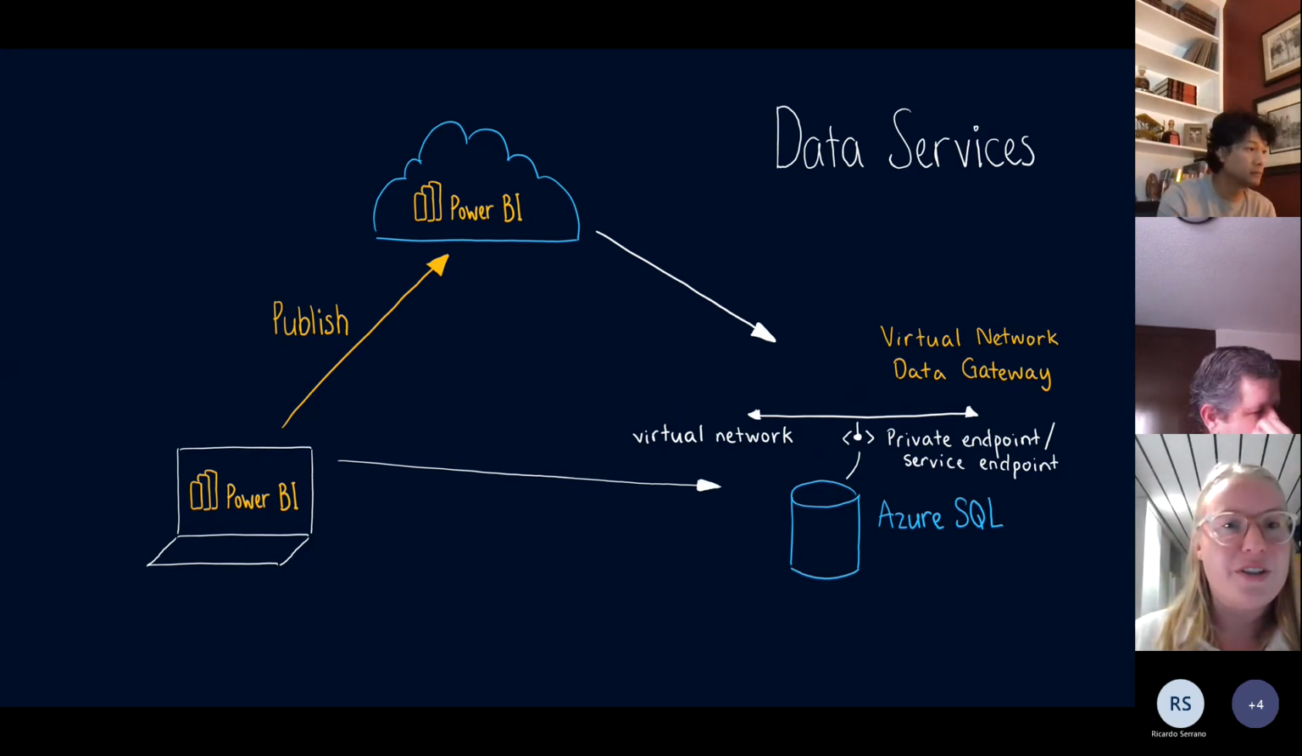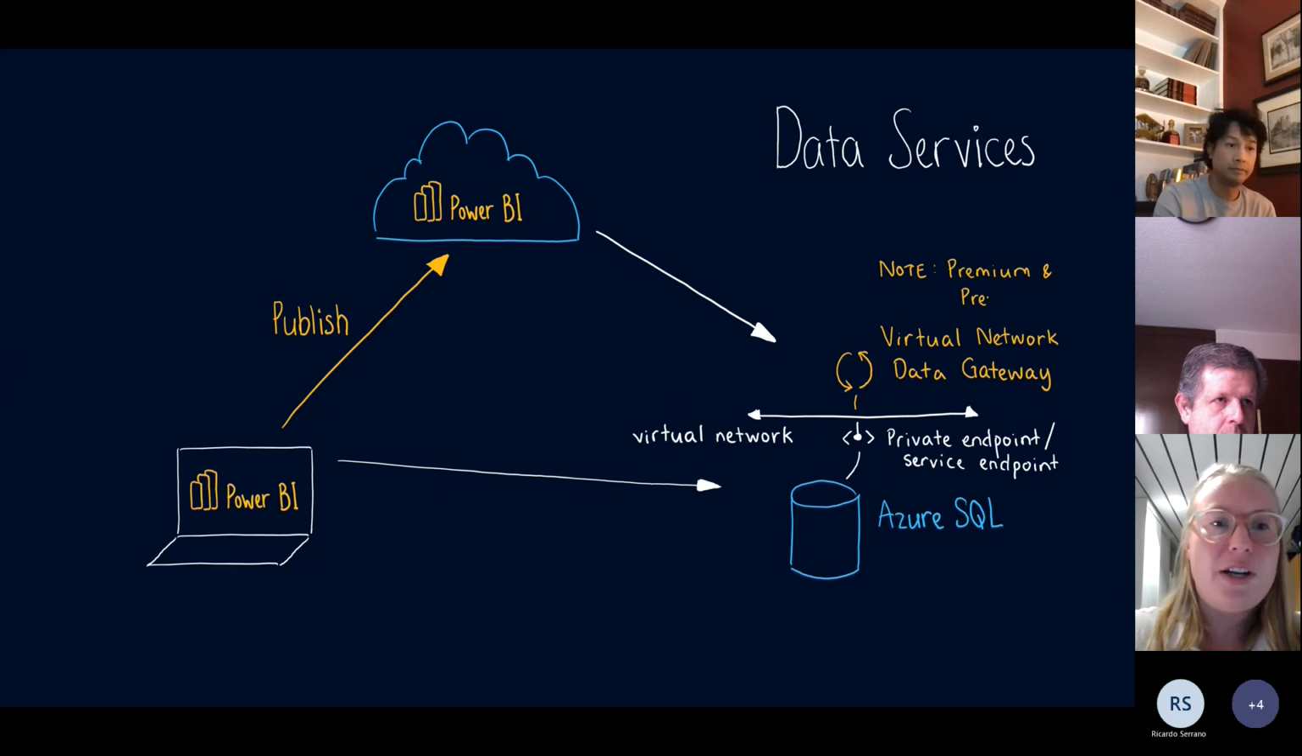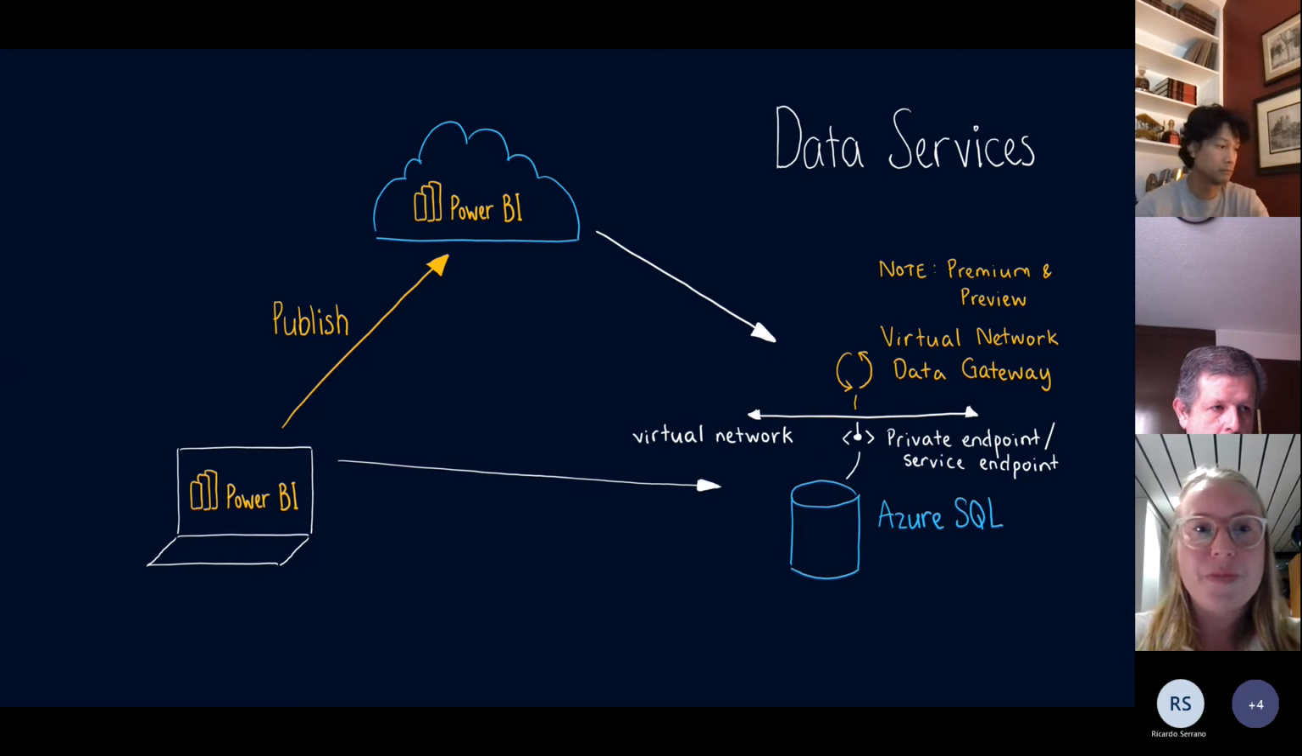But we have this other option that is called Virtual Network Data Gateway. That is a managed data gateway that is handled entirely by the Power BI service, and we can link this to a specific virtual network that we have in place. The one thing to note here is, the last I checked, this was only available in Premium and still in preview. So unfortunately, it might not be as stable as it should be at this point.